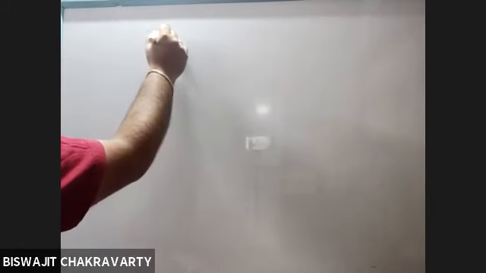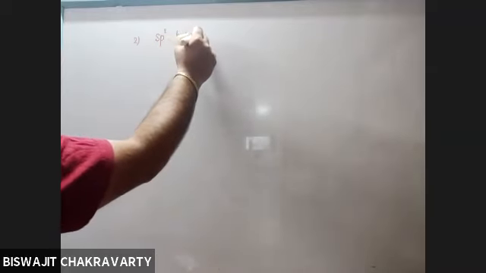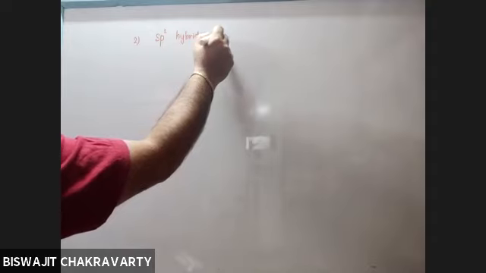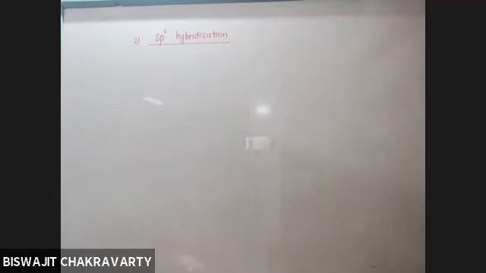Right? sp2 hybridization. This will be number 2. sp2 hybridization. What exactly is sp2 hybridization? As the name implies, in this type of hybridization, one s orbital intermixes with 2 of the p orbitals. Not all the 3 p orbitals are involved in the hybridization.